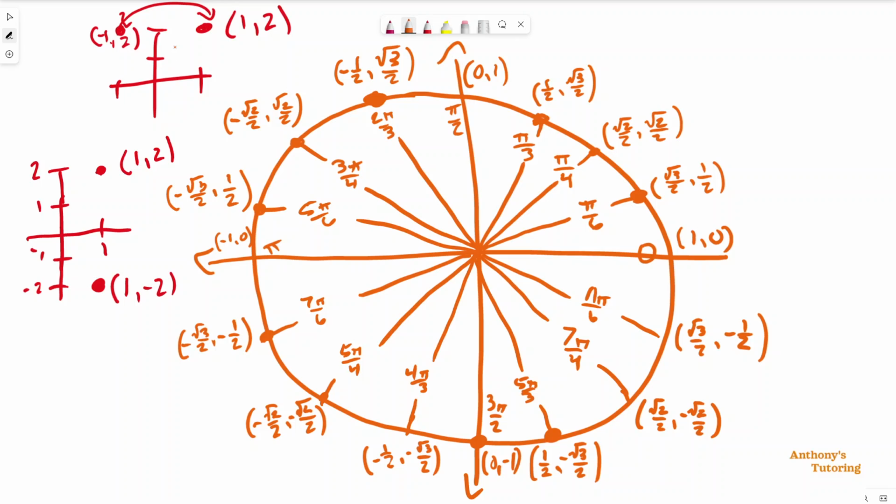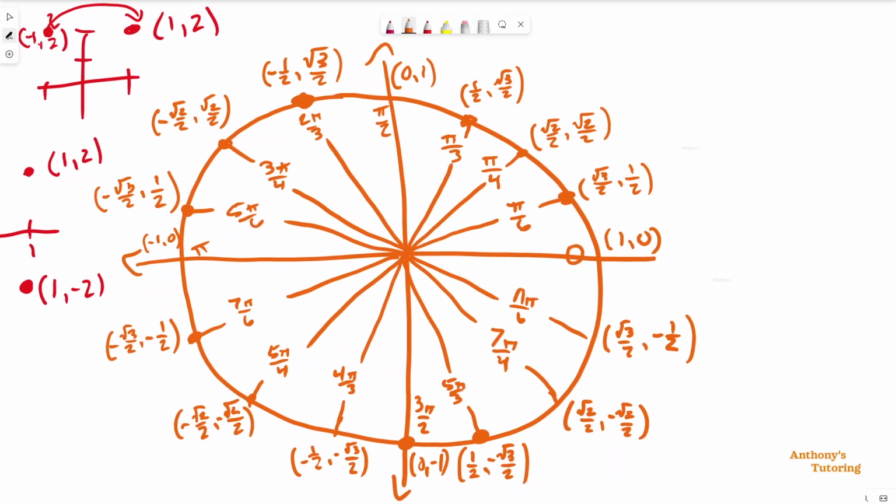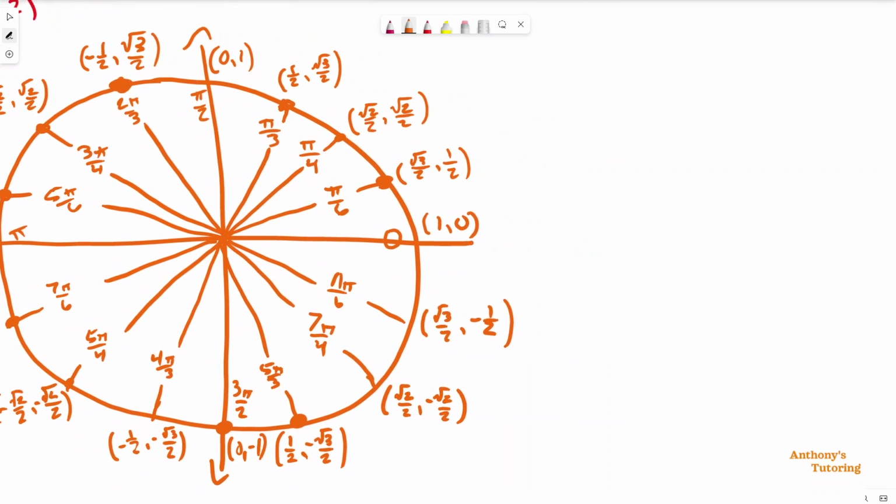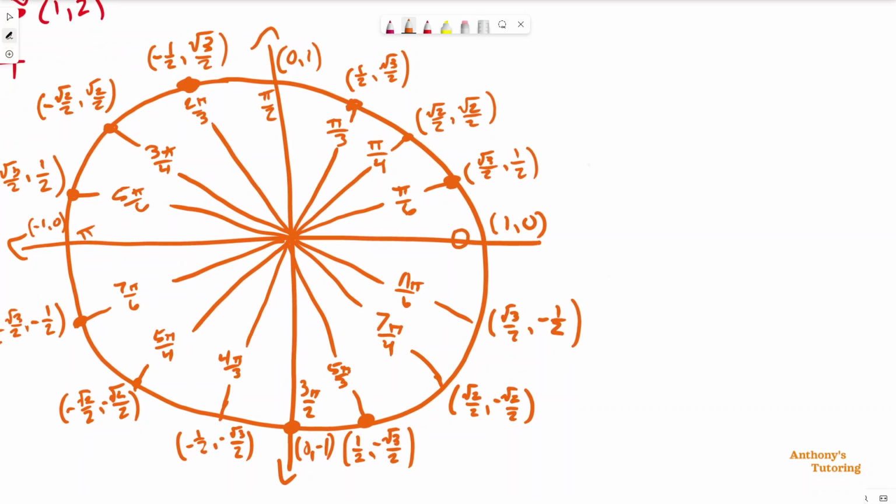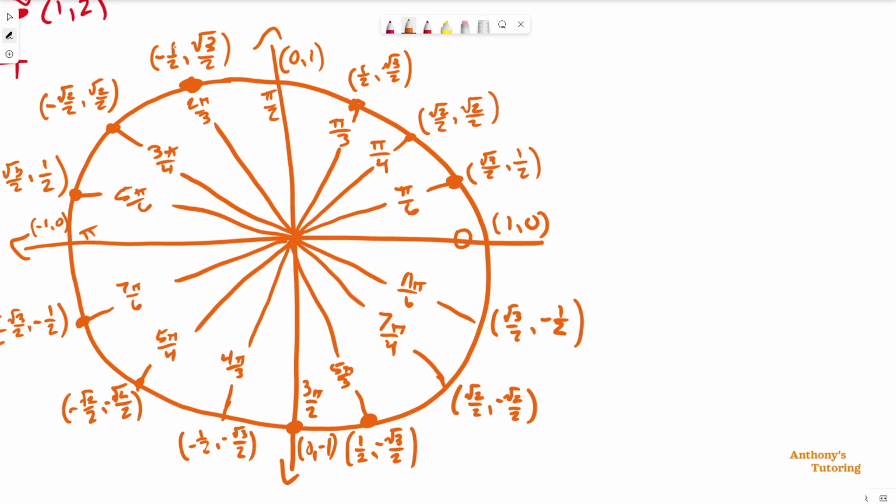Okay, cool. So we've memorized that. Now you just use reflections to figure out what the signs are on all of the coordinates, and just like that, you've got everything memorized. So let's say, what is the coordinate at 5 pi over 4?